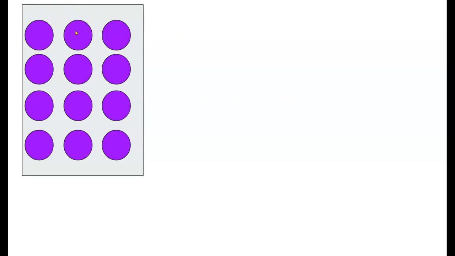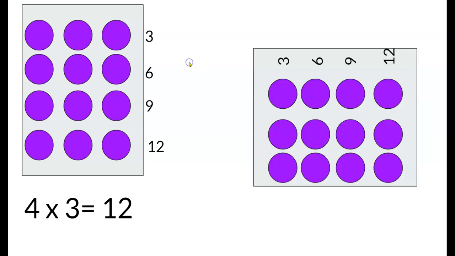So let's go ahead and skip count to see how many circles we have all together. 3, 6, 9, 12. So my multiplication sentence for this array is 4 times 3 equals 12. Okay, now let's see what's going to happen if we flip our array.